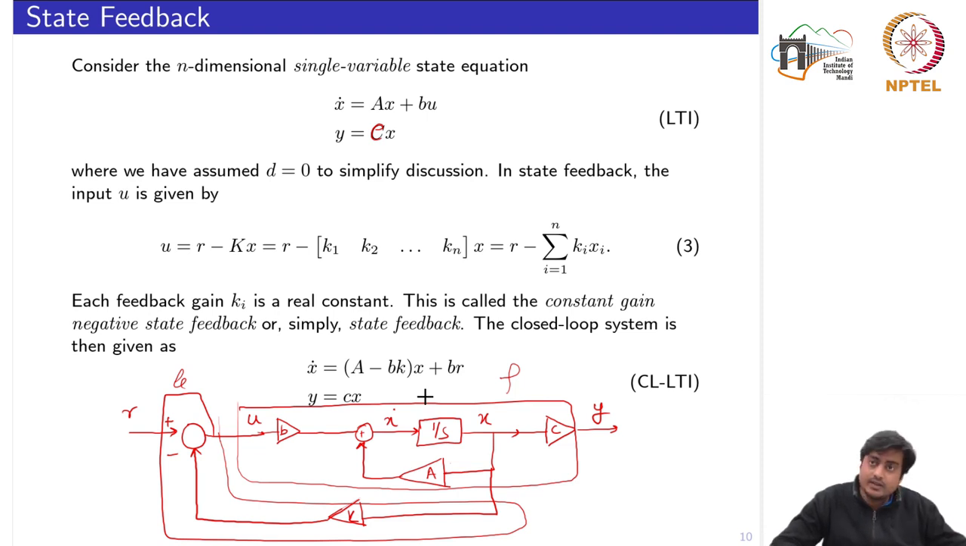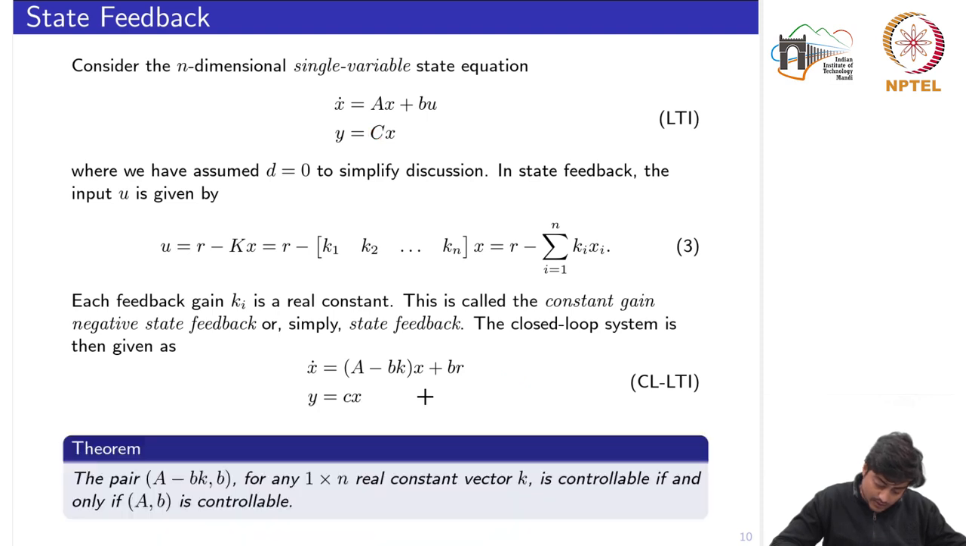In the last week we have discussed many tools and implications of the controllability of the system. So we have one important result here: the pair A minus BK, B, for any 1 cross n real constant vector k, is controllable if and only if the pair AB is controllable. Meaning, if the pair A, B is controllable, then the new pair, where the A matrix has been changed, would definitely be controllable, and vice versa, because this is a necessary and sufficient condition.